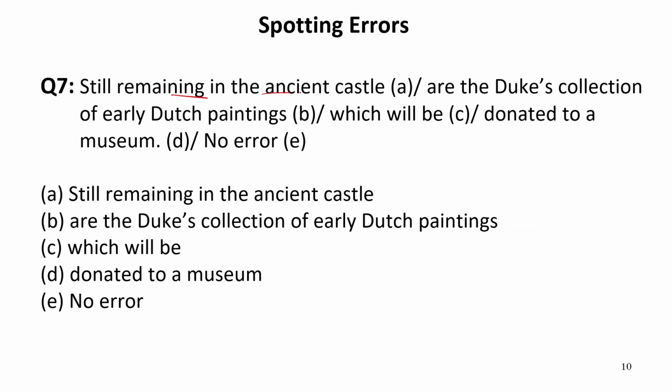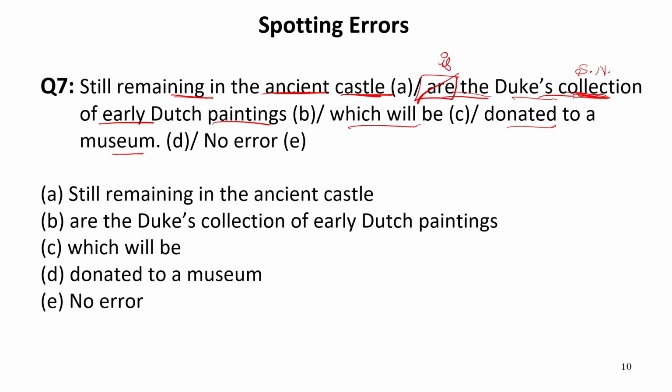Still remaining in the ancient castle are the Duke's collection of early Dutch paintings, which will be donated to a museum. Now in this sentence, we can see in part B, it is written, are the Duke's collection. Now, collection is always a singular noun. With the singular noun, we use the singular form of verb only. So, this are should be replaced with is.